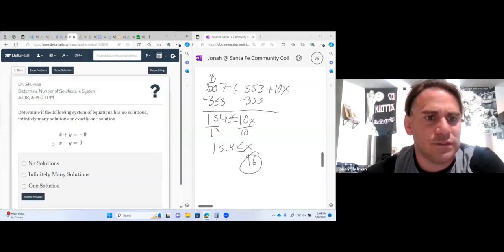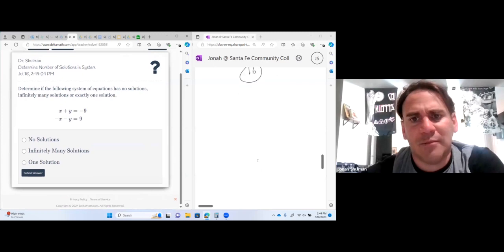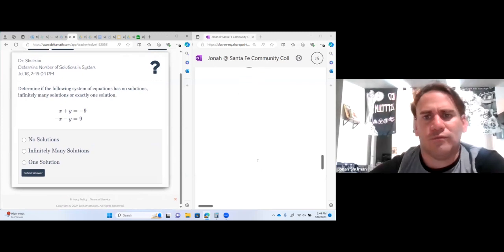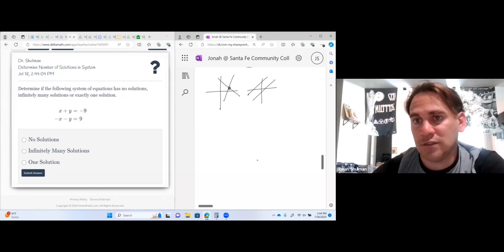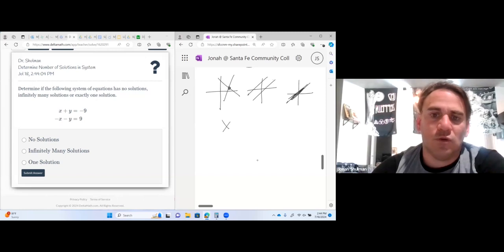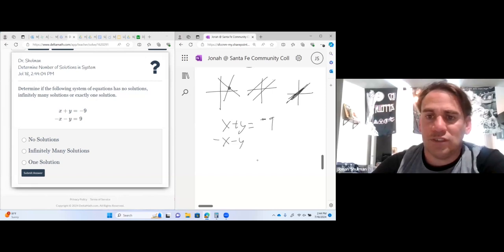Number of solutions in a system. These happen all the time, right? So one solution means they crisscross. That's one solution. No solutions means they have the same slope, so they're never going to touch. And infinite solutions means they're on the same line. So when you have this, you can graph them both, right? I would suggest graphing them both, but we can just add them together using elimination.